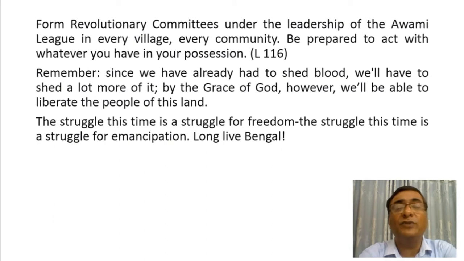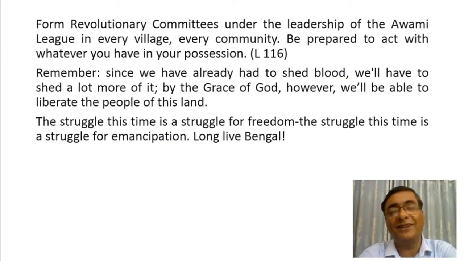Remember, since we have already had to shed blood, we will have to shed a lot more of it. And that is a very significant point. Bangabandhu says that since we have learned to shed our blood, we will have to shed a lot more of it. We will again give blood. And by the grace of God, we will be able to liberate the people of this land. And by the grace of Almighty God, he hopes that we will be able to liberate the people of this land.